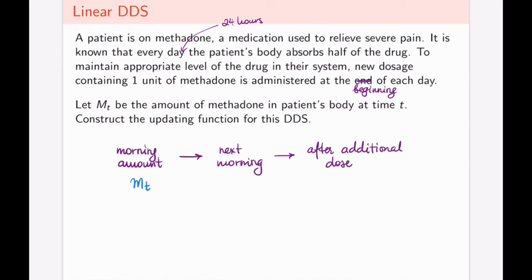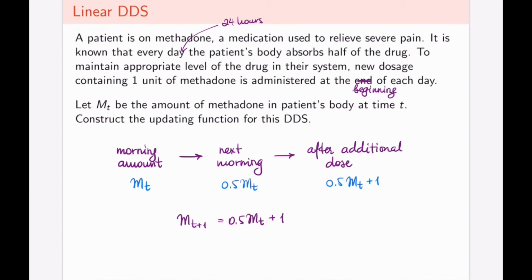By the next morning, there's going to be only half of that amount in the system, and after the additional dose of 1 unit, we're going to have half of the previous amount of the drug plus the 1 unit. So overall, our updating function for the next after additional dose morning amount of methadone is half of the previous morning's amount plus the 1 additional dose we have administered.